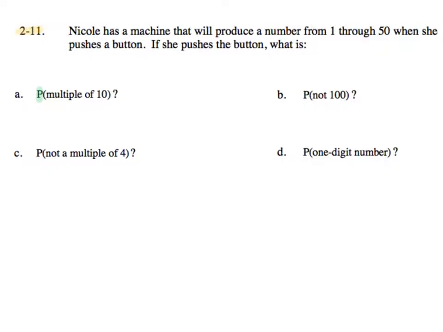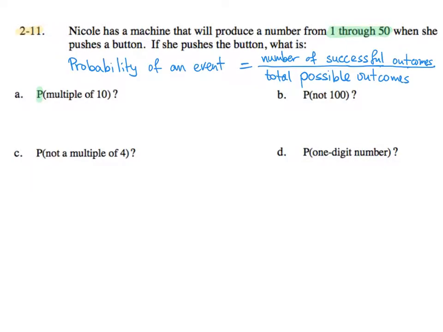So we want to recall the formula for the probability of an event. Before that, we want to make sure what we are given to work with. We're given numbers from 1 through 50, so we have a total of 50 numbers. When we're looking for the probability of an event, usually we see it in parentheses. P stands for probability, and then you have the parentheses.